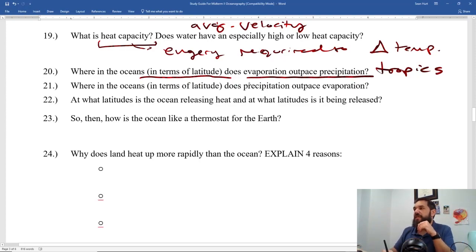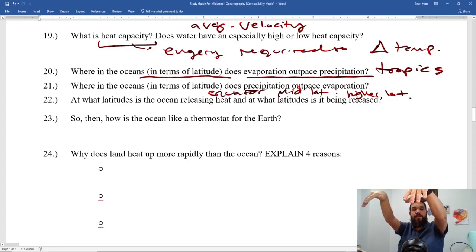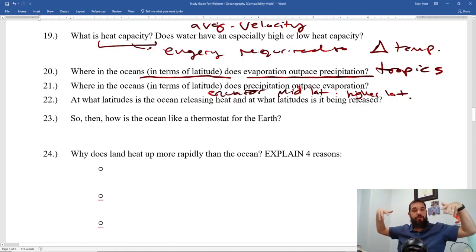Now, where is precipitation outpacing evaporation? That happens, of course, at the equator. But it also happens at mid-latitudes and also at the higher latitudes. So really what's happening is that in the tropics, a lot of heat energy is being absorbed by the evaporation, and it's being moved. We'll learn more about this in the very last lecture before the test, about atmospheric circulation. All that energy is getting moved to another part of the world, okay?